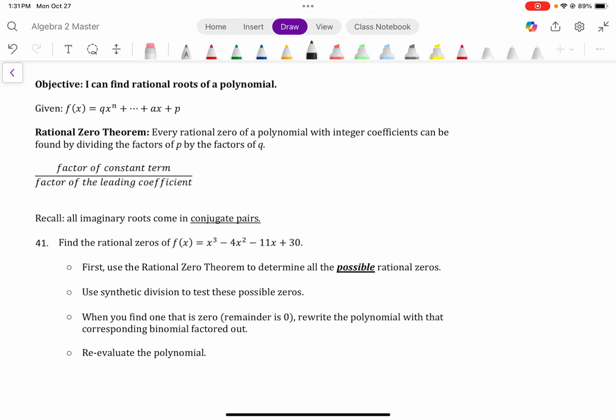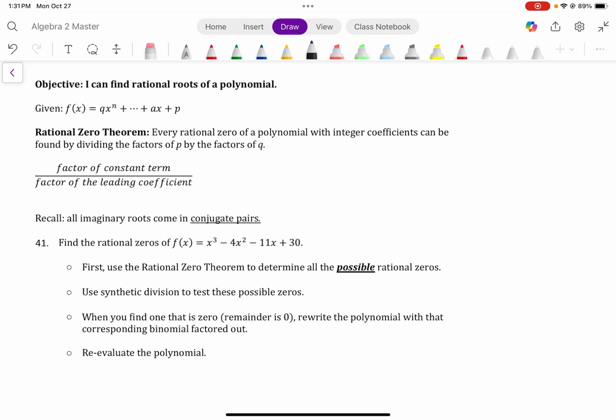In this video, we're going to talk about the rational zero theorem. We're going to be able to use this to figure out any rational roots of a polynomial. So we're going to be given some function with whatever highest power. As long as we have integer coefficients, this thing works.